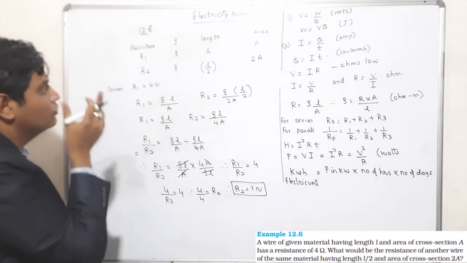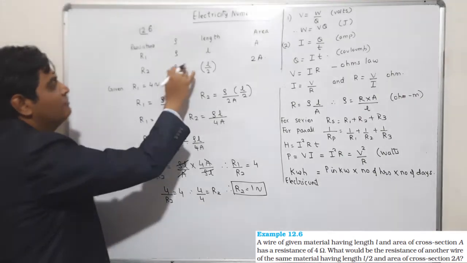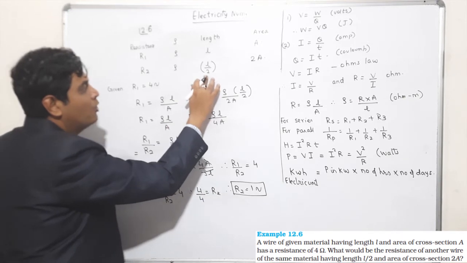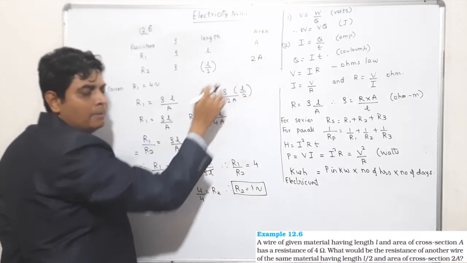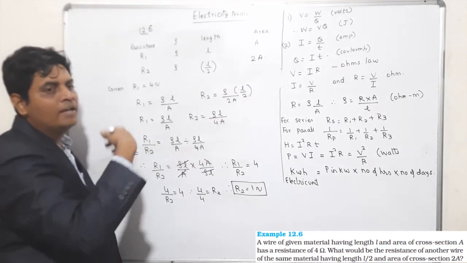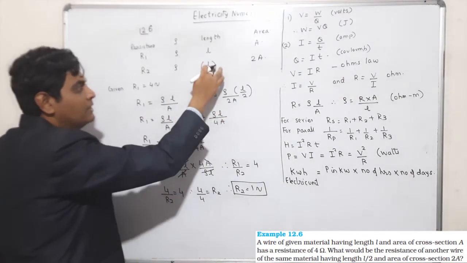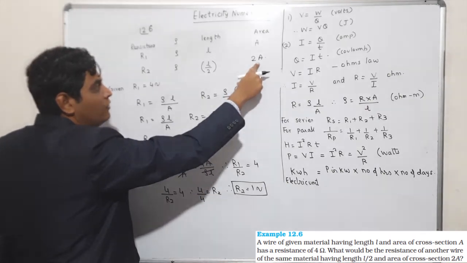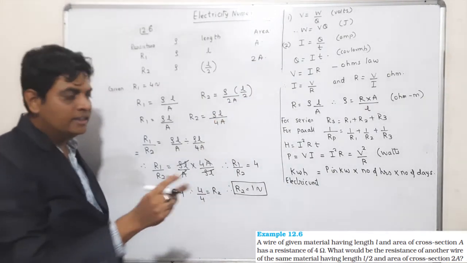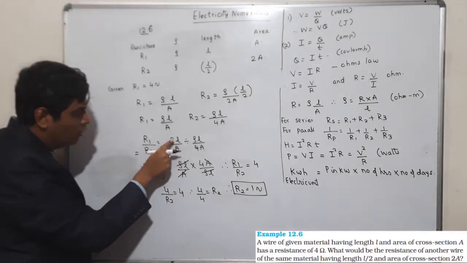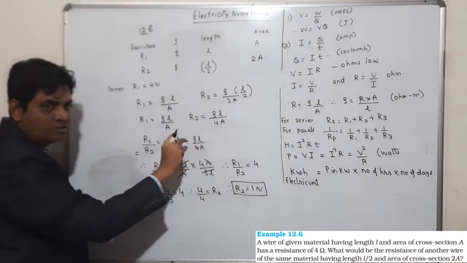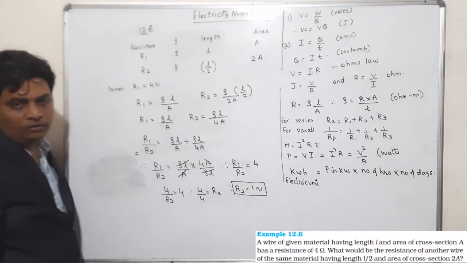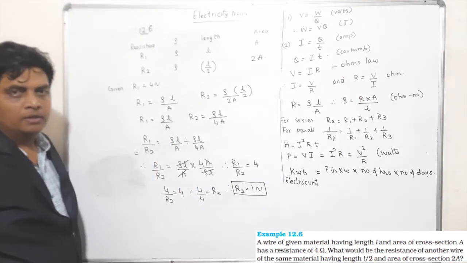Now, what are the varieties of problems they can ask? What will happen if the length is doubled and the area remains the same? Instead of L upon 2, you will write 2L and the area will remain A only. What will happen if the length is tripled? It will become 3L and the area will remain the same, or the area is also tripled, so instead of 2A you will write 3A. Always try to solve it in this form, because then confusion is less and you can easily take the reciprocal and do the cutting. Okay, please note down this sum.